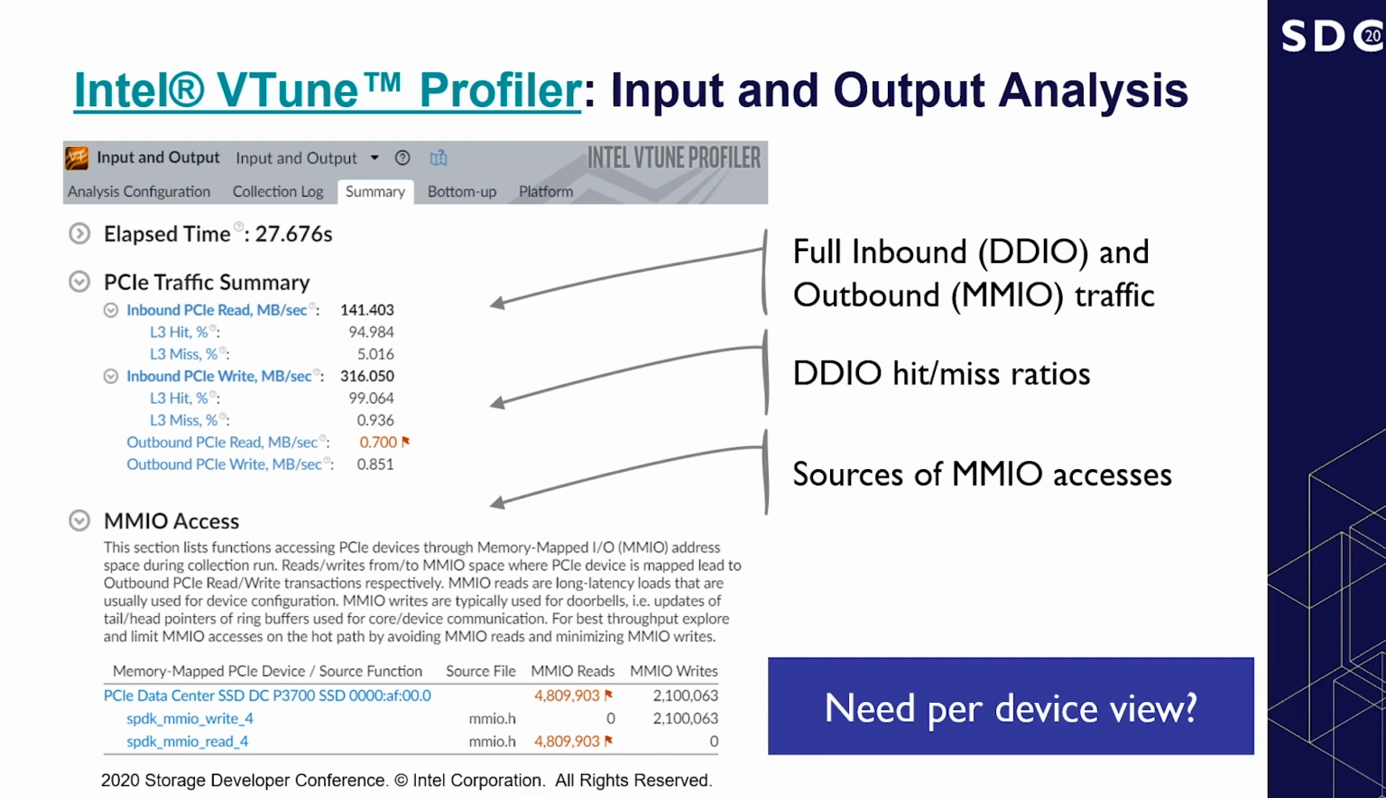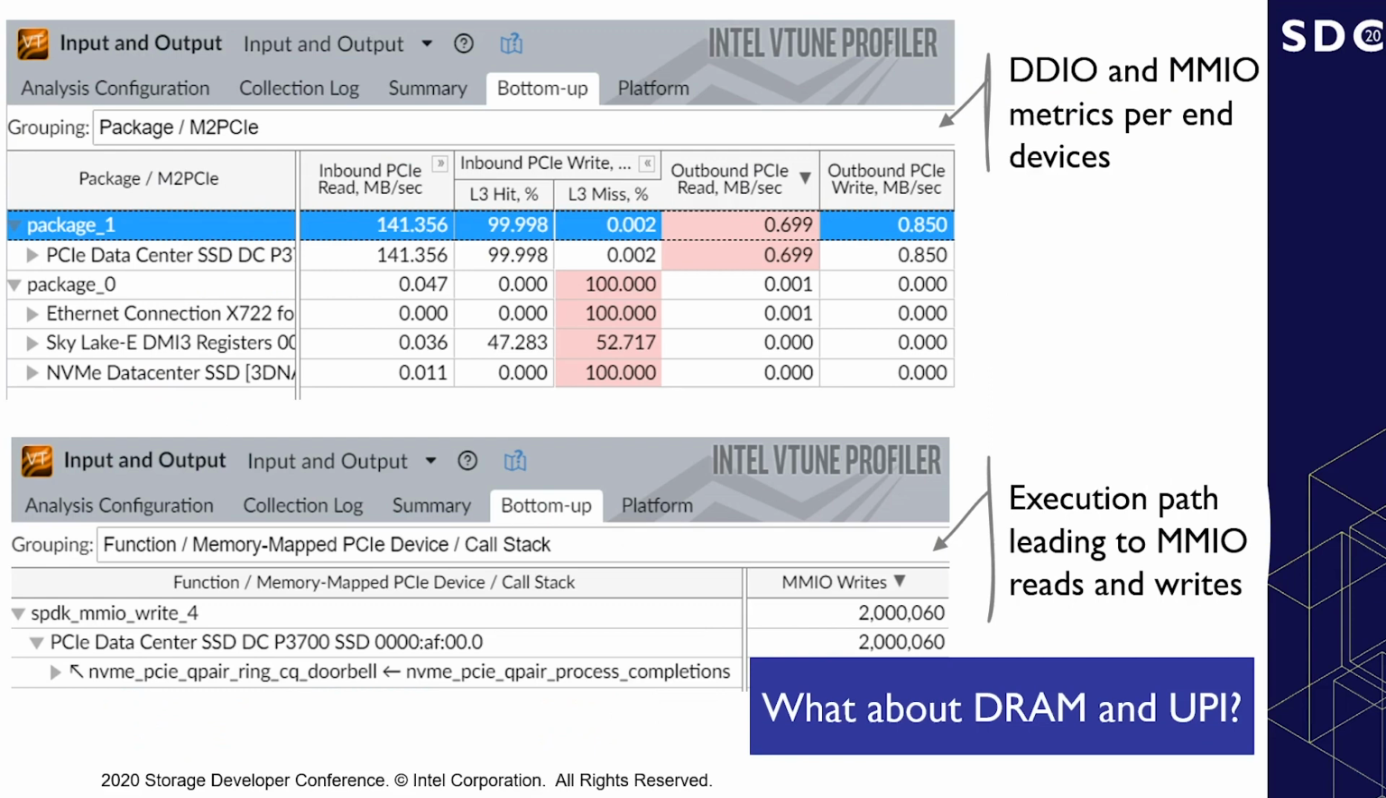The data on this slide is captured for an SPDK-based application. As you can see, this is the summary page of the collected result, and here PCIe metrics are presented for the whole platform. If you need finer granularity, vTune presents detailed data in grid views, where inbound and outbound traffic and DDIO hits and misses are presented with the breakdown by CPU sockets and groups of PCIe devices.